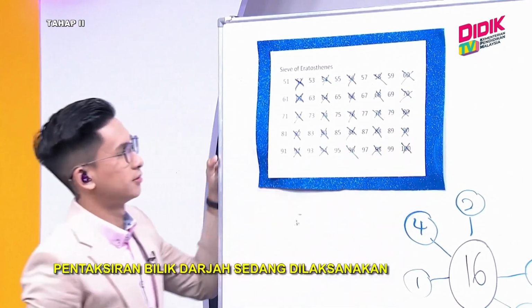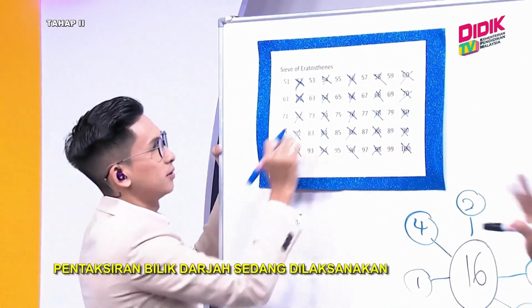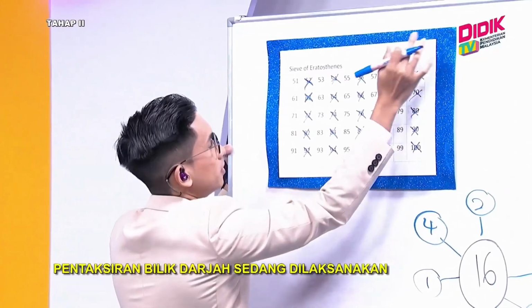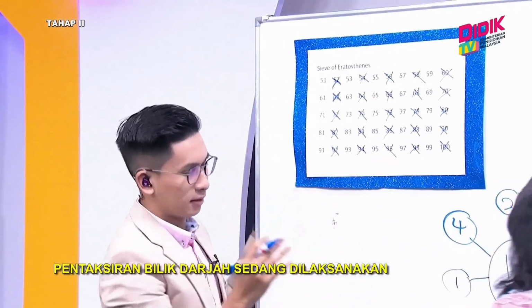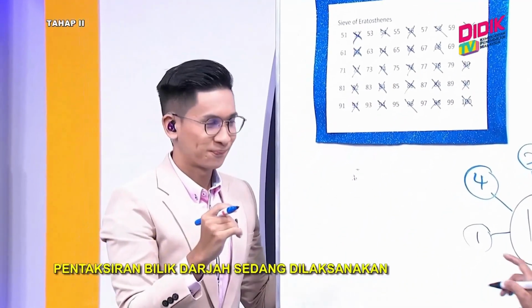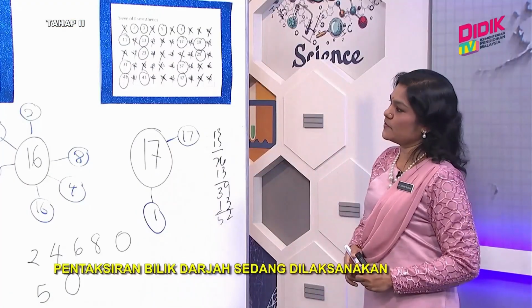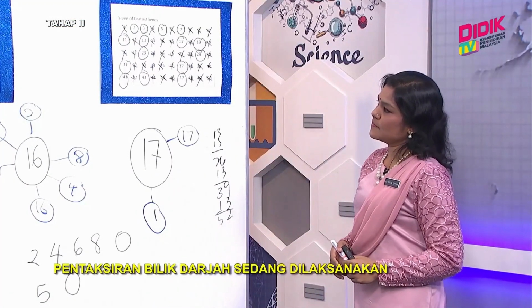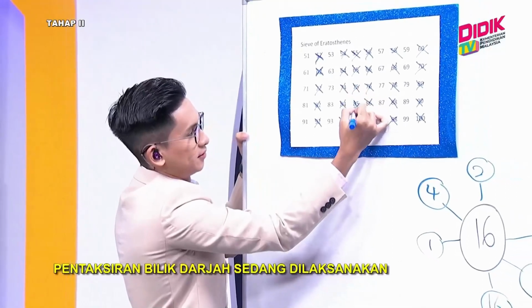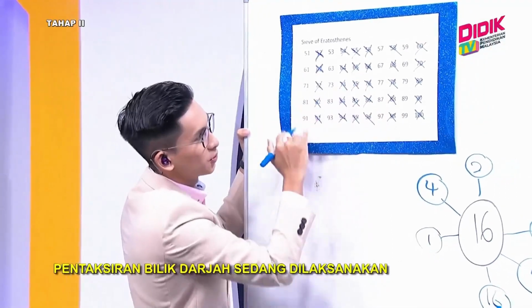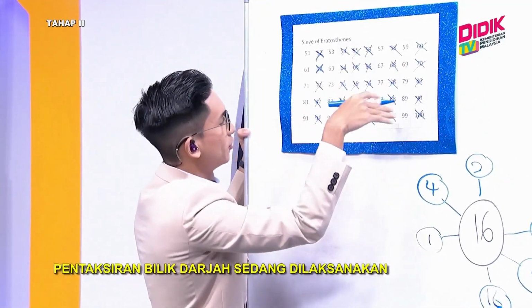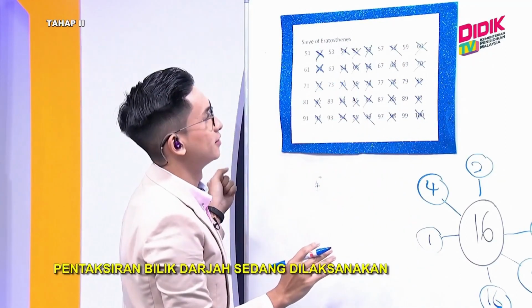Okay, teacher. Next, you can move on. Next, the multiples of 5. What I said just now, you find 5 and 0. That will help you to cross out the multiples of 5. All the 5 is here, and the 0. Any 0? No more 0 already. And then what else can you cross out?